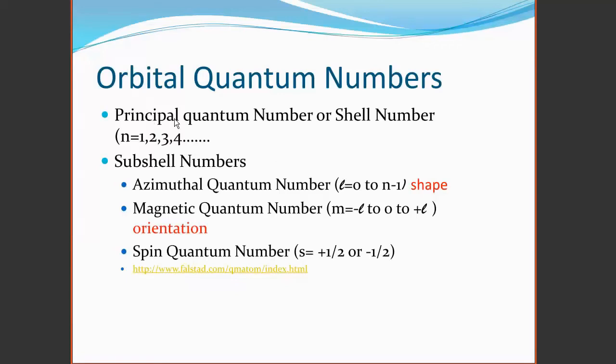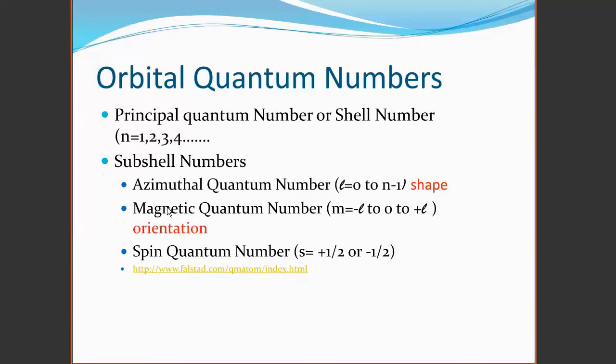The first quantum number is called the principal quantum number, or the shell number. And this is a number that is an integer with a starting value of 1. Within each shell there is a subshell. The subshell is characterized by the azimuthal quantum number L. L can go from 0 to n-1.